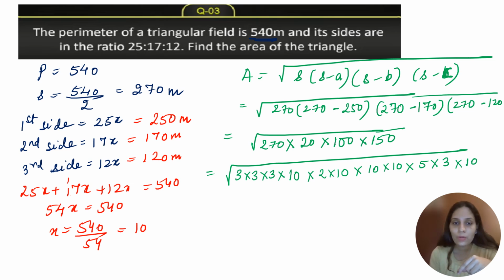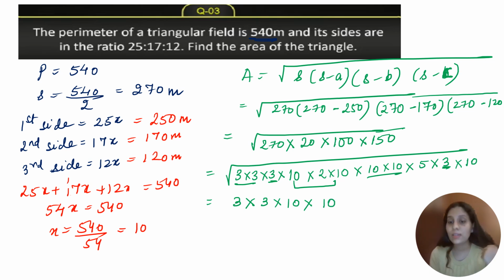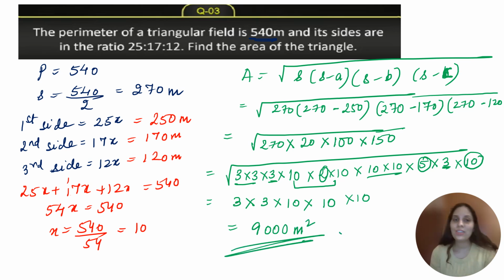Okay. Now let us make the pairs. These 3 is one pair, and this is another 3, one more pair. This is one pair 10. This is one pair 10, and carefully this 10 is left and 2 is left and 5 is left. So 5 into 2 basically is 10. So 10 has its own pair. So 3 into 3 is 9 and followed by 3 zeros. So 9000 meters square is the area of triangle.